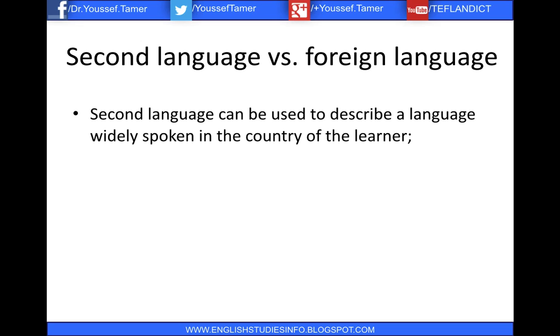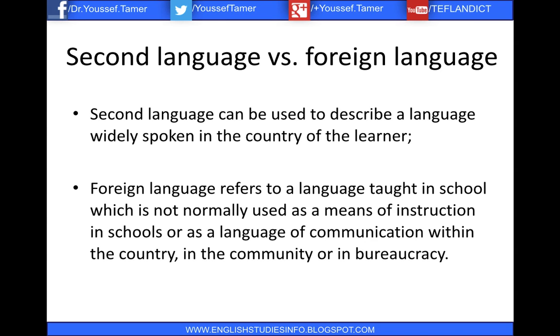And then we're going to compare French with English. So, French is a second language, but English is a foreign language. Foreign language refers to a language taught in school. It is taught in school, the same as French, but there is a difference between French and English in our country, right? What is that difference? The foreign language, English in our case, is not normally used as a means of instruction in schools or as a language of communication within the country, in the community, or in the bureaucracy.